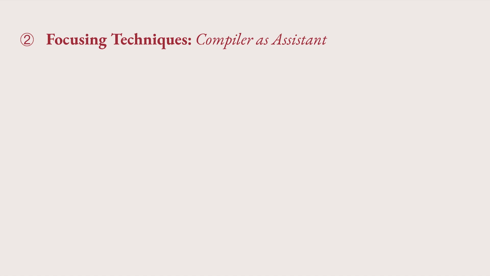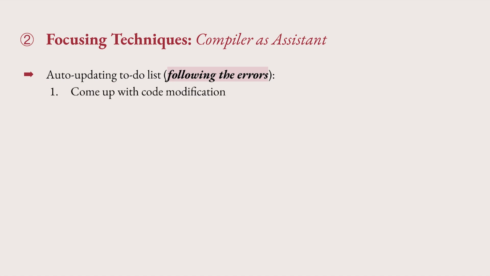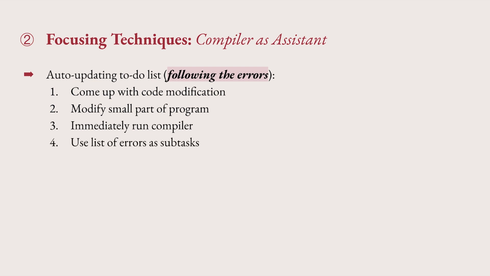One common instance of this was using compiler error messages as an auto-updating to-do list, or what participants referred to as following the errors. The way this strategy works is as follows. The programmer has a code modification in mind and expresses their intent to complete it by modifying just a small part of the program, thereafter immediately running their compiler on the code despite being fully aware that the code will not compile. From there, the compiler presents the programmer with a list of subtasks to complete the transformation. The programmer can just follow the errors.